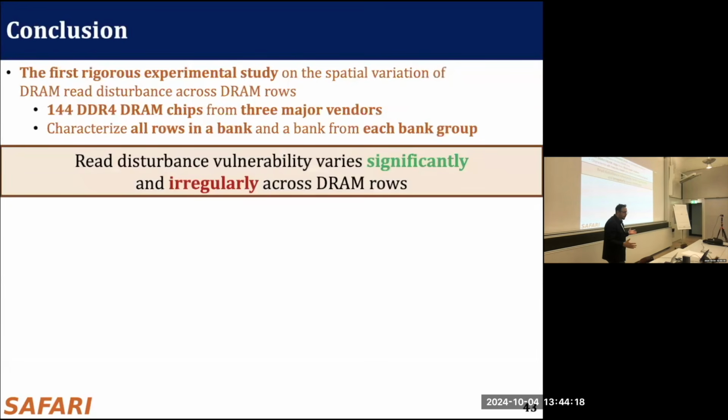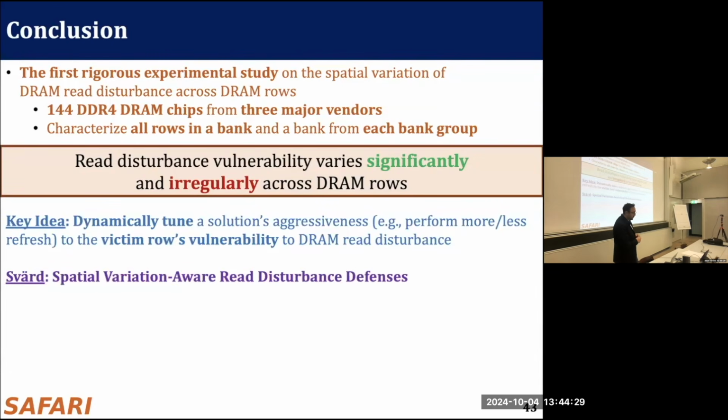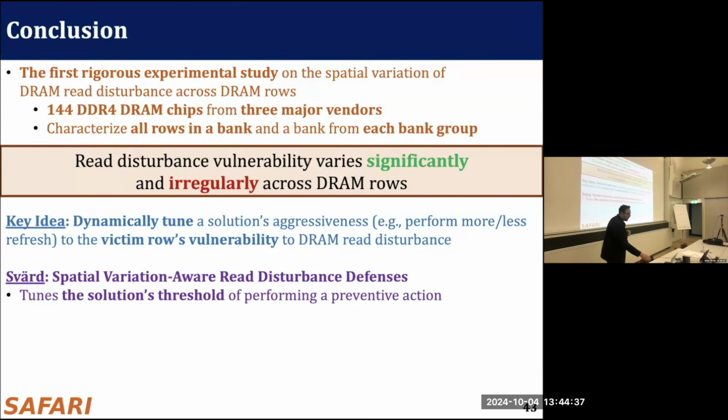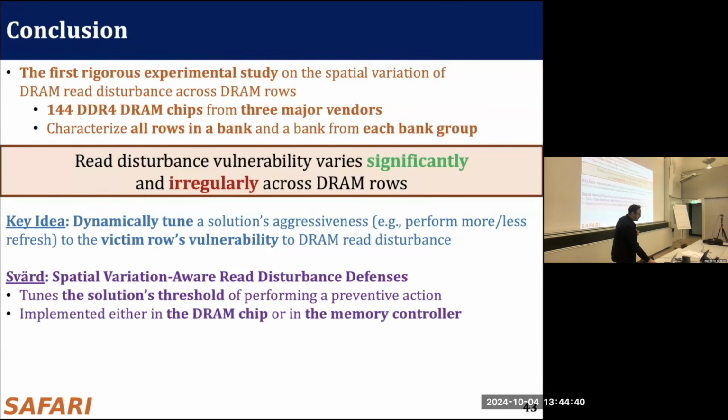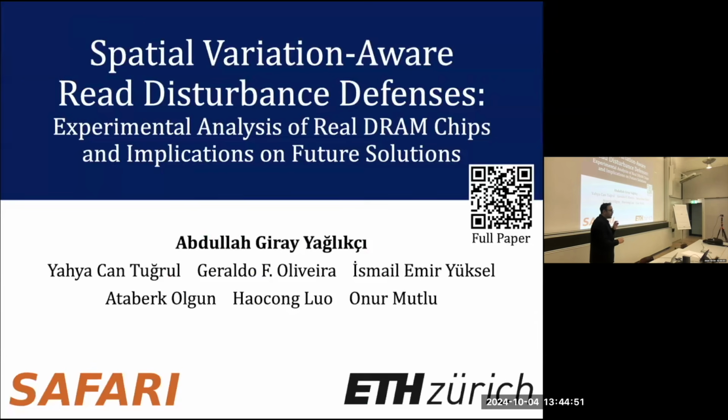Okay. So in conclusion, we did the first rigorous experimental study on spatial variation among a lot of chips, and we show that read disturbance vulnerability significantly and irregularly varies across DRAM rows. Our key idea based on this observation is to dynamically tune a given solution's aggressiveness. To this end, we propose a mechanism called Svärd. It tunes the solution's threshold of performing preventive action, and it's implemented either inside the DRAM chip or in the memory controller, and it significantly reduces the performance overhead of existing solutions. This is the end of my slides. I can take further questions.